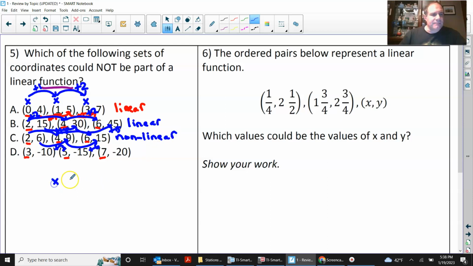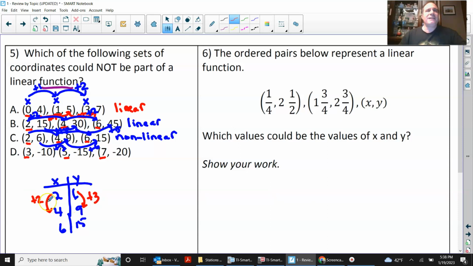Remember, if I put it in a table like this, x and y: 2, 6, 4, 9, and then 6, 15. Obviously I'm adding 2 to get to the next x, and I added 3 to get to the next y. While the x added 2, the y added 3. Now I add another 2. So what should happen here to make it linear is to add 3. It doesn't. It adds 6. And that's the reason why it's nonlinear, this one. And the other one is linear.